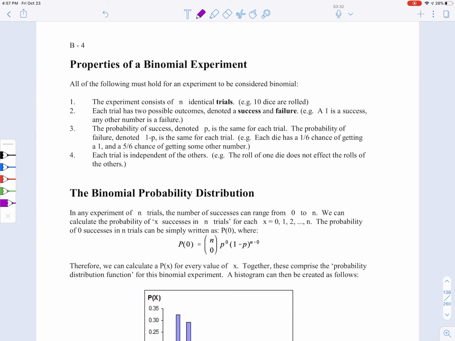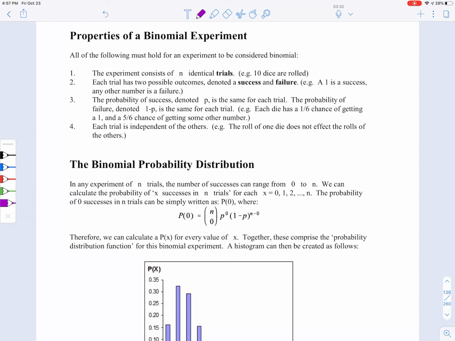That's the idea here. Number 2, each trial has 2 possible outcomes, denoted a success and a failure. This is really definitional for a binomial distribution. That's the main thing here, that you've got successes and failures. Number 3, the probability of success, denoted p, is the same for each trial. So if you're rolling a die, every die has a 1/6 chance of ending up with a success, which is a 1. If you're flipping coins and you're talking about a head as being a success, then there is a 0.5 chance of getting a head.